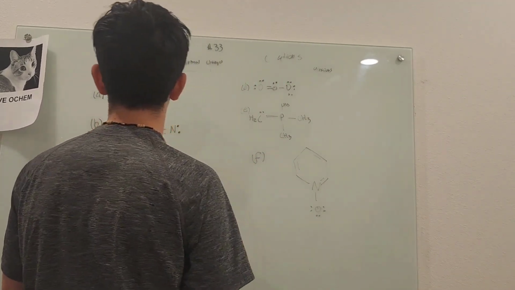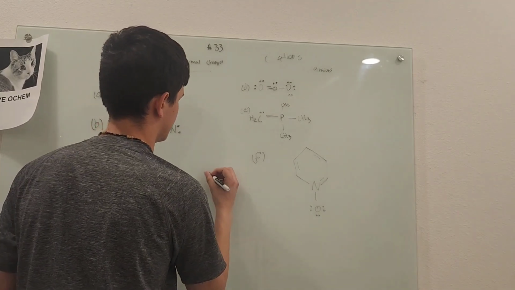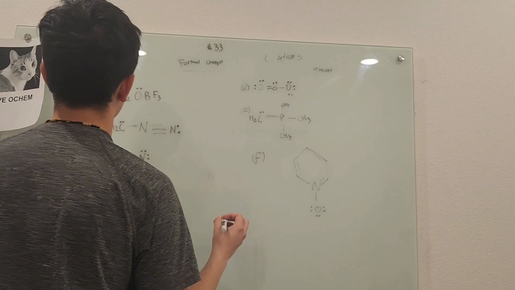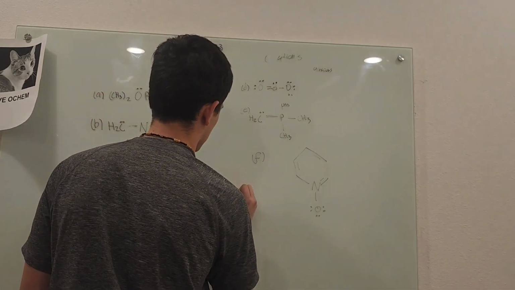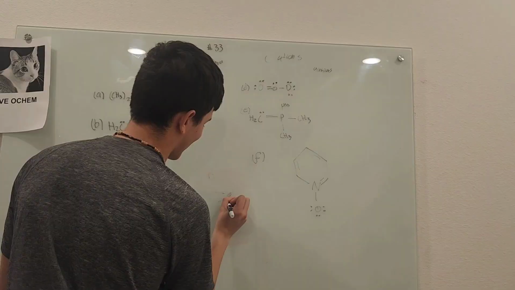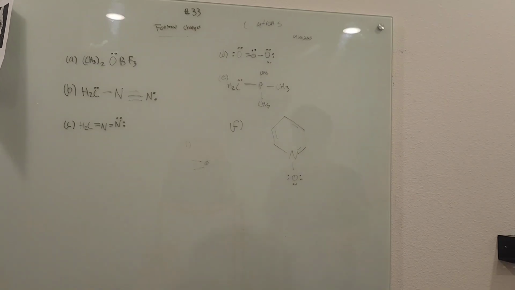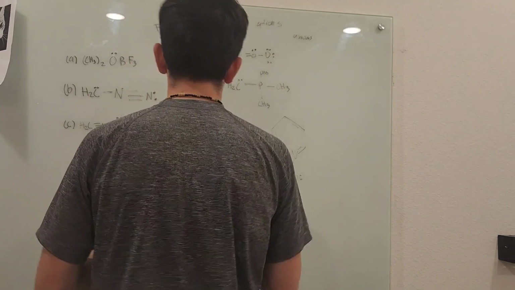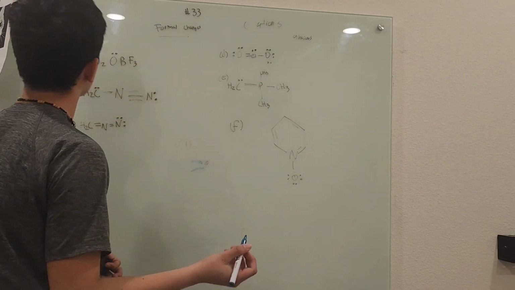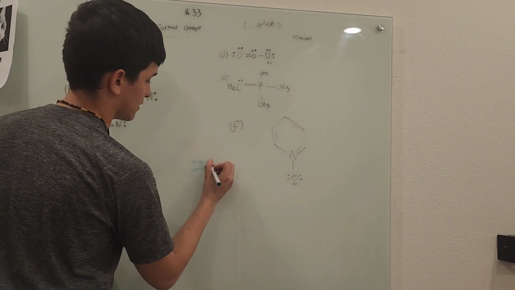So let's go for A. We have 2 methyl groups on the oxygen. Oxygen likes to make double bonds. Oh, this marker doesn't work anymore. Okay. So we draw its Lewis structure. I hope you can see. If you cannot see, let me know in the comments.